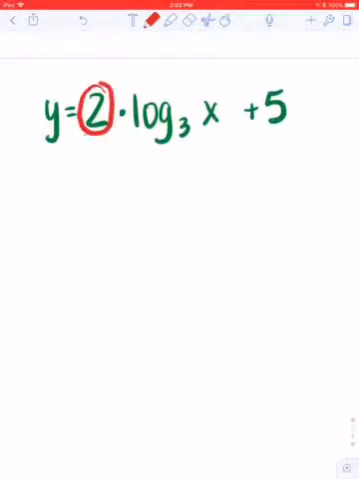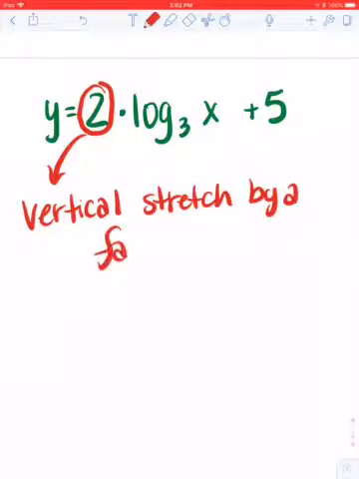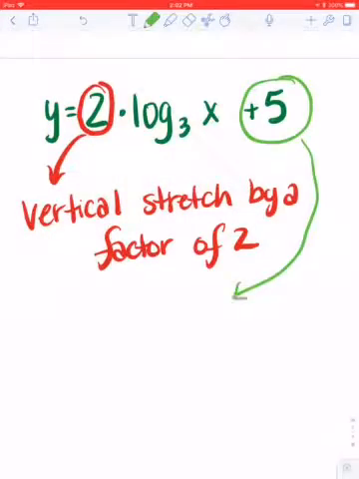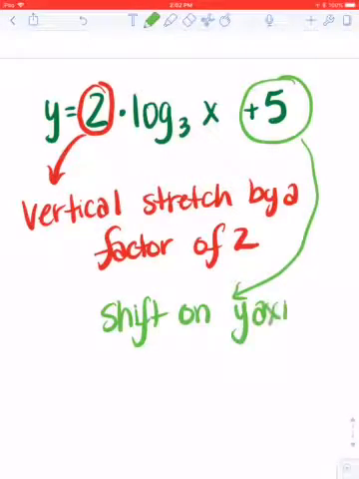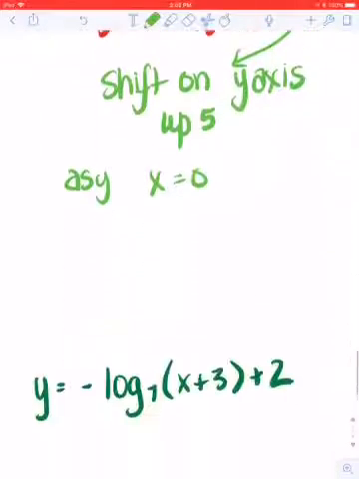So this 2 that's out here is positive, so no reflections. But it is greater than 1, so it's going to be a vertical stretch by a factor of 2. Then if I look at this part that's on the end here, that's going to be a shift on the y-axis. And because it's +5, it means it's going to go up 5. There is no shift at all on the x-axis. That means that your asymptote stays at x equals 0. Okay, let's try one more.